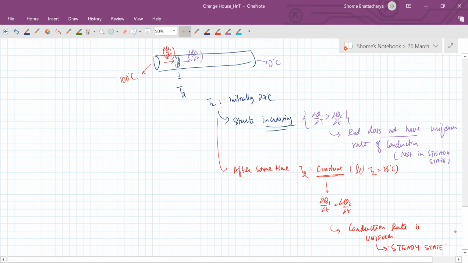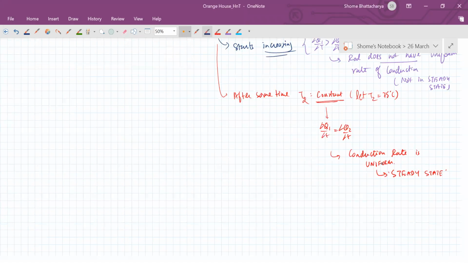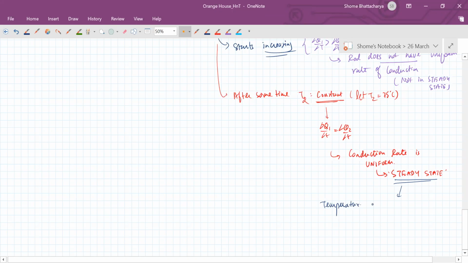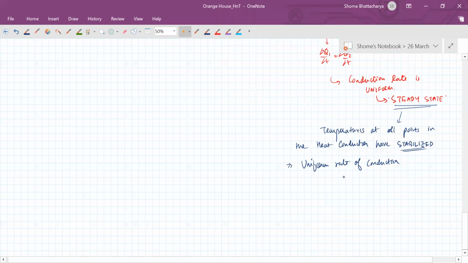Okay, so suppose T2 is equal to 75 degrees C. Okay. So what happens is that steady state is the state when the temperature at all points in the heat conductor has stabilized, and that implies that there is a uniform rate of conduction. And that uniform rate of conduction, delta Q by delta T, is given by this formula.